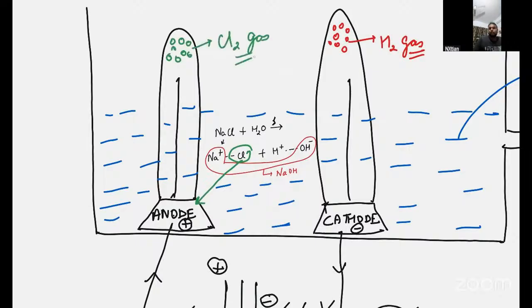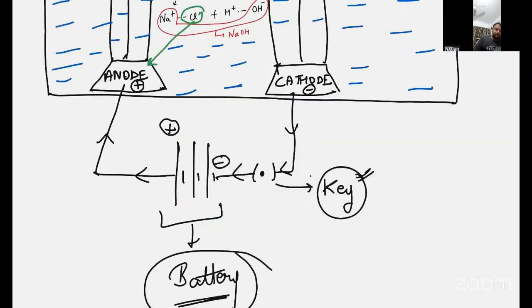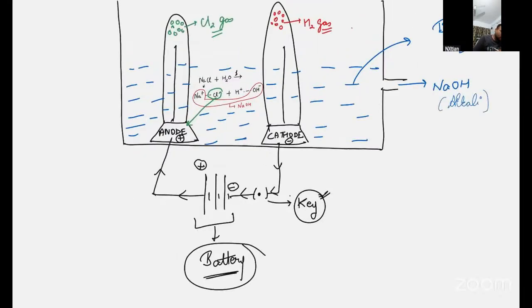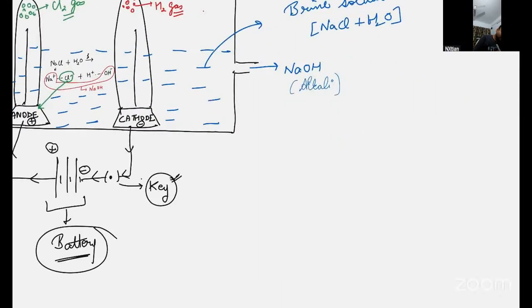At anode we get chlorine gas. Now listen carefully. Please, still the work is not completed. So if I will talk about at anode, now we'll talk about first at cathode.